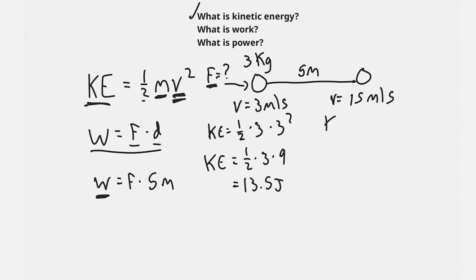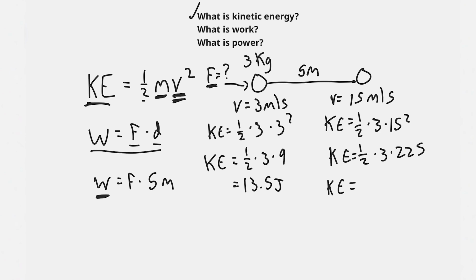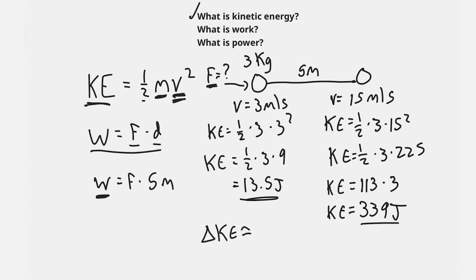The final kinetic energy is equal to 1/2 times the mass of 3 times 15 squared. 15 squared is 225, so we have 1/2 times 3 times 225. First I'll do 1/2 times 225, and I'll do some rounding to get a value of 113 times 3. 113 times 3 is equal to 339 joules. That means that our kinetic energy went from 13.5 joules to 339 joules. The change in that kinetic energy is roughly 325.5 joules.